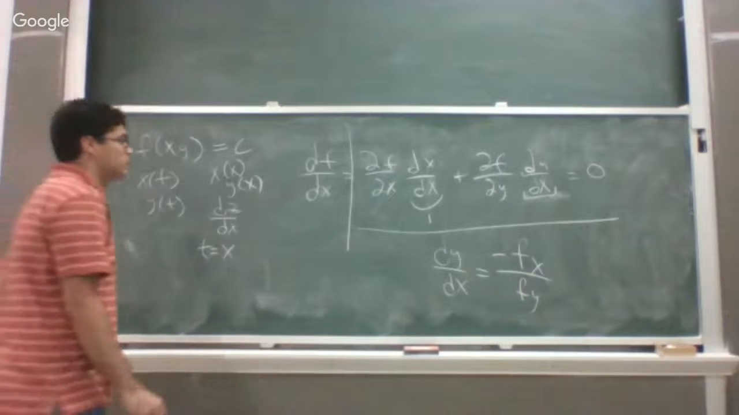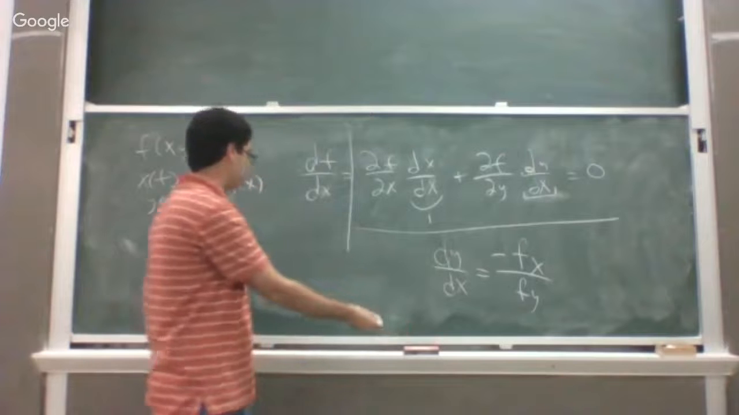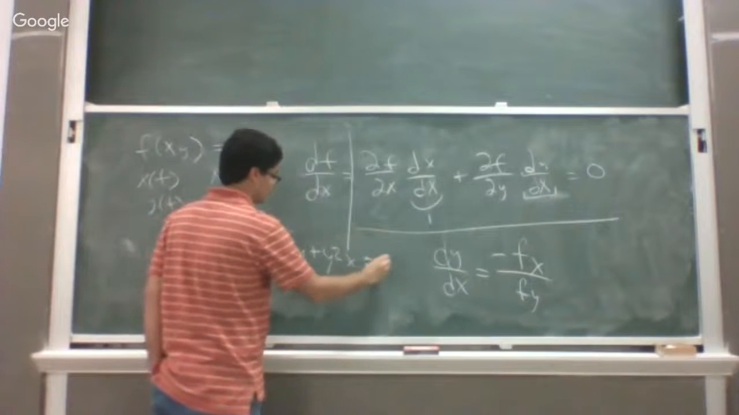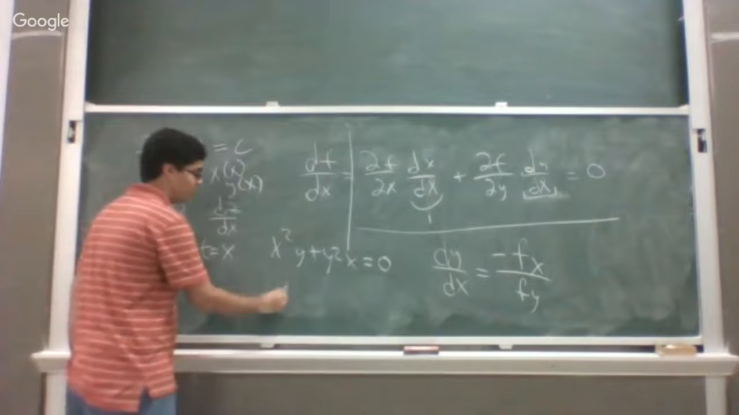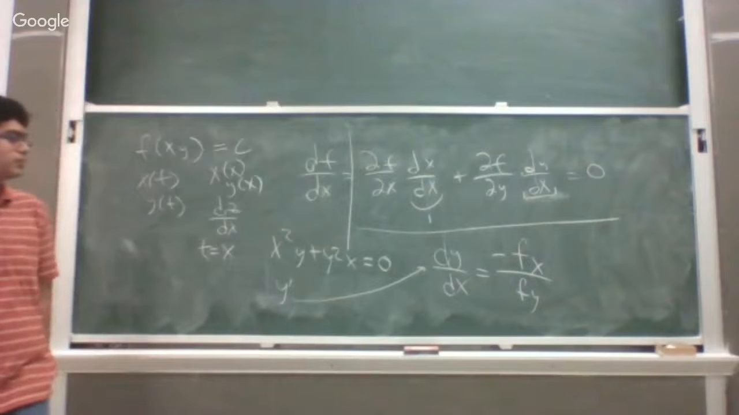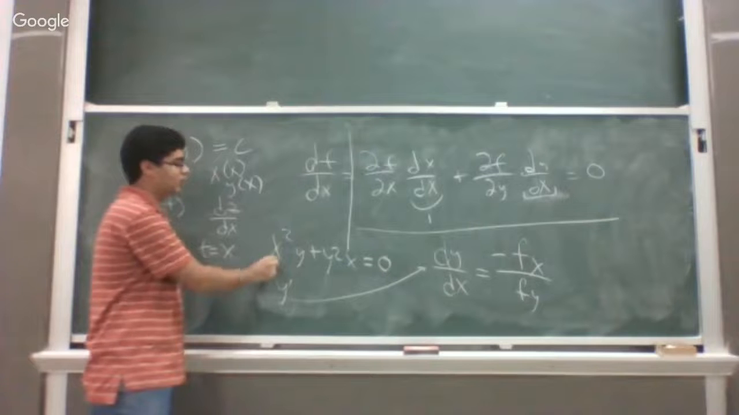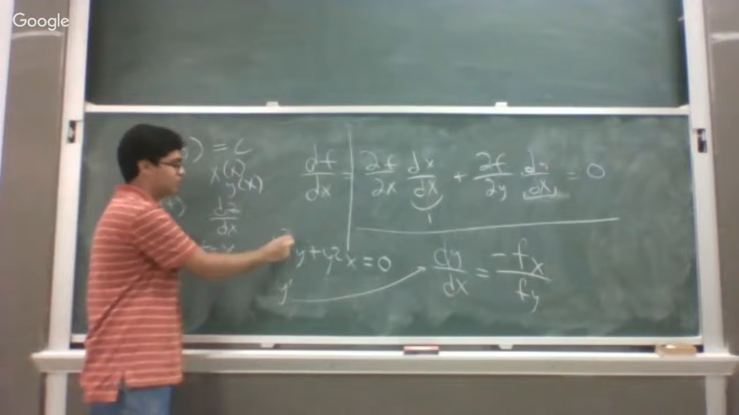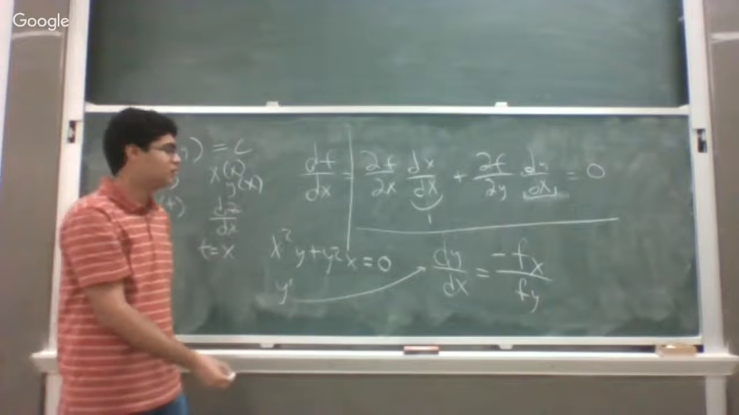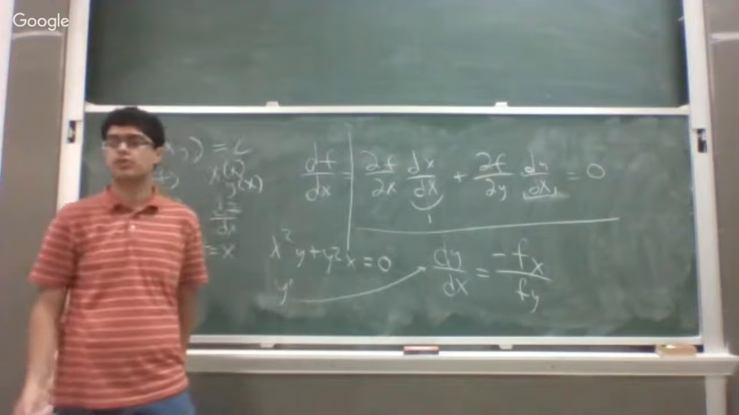Is that a cheap way? Yeah. So if you're ever given a problem like x squared y plus y squared x equals 0, and you want y prime, you can do that. Instead of doing the partial derivative with respect to x times dx/dx plus the partial derivative with respect to y times dy/dx, you can just directly plug in those answers.